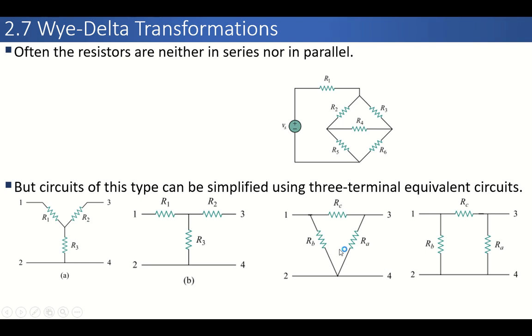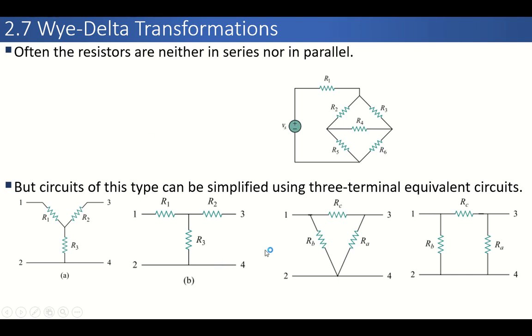So pi and delta are the same network. Similarly, Y and T networks are the same network. Here again you can see that RA is connected between terminals 3 and 4, RB is connected between terminals 1 and 2, and RC is connected between terminals 1 and 3, just like here.